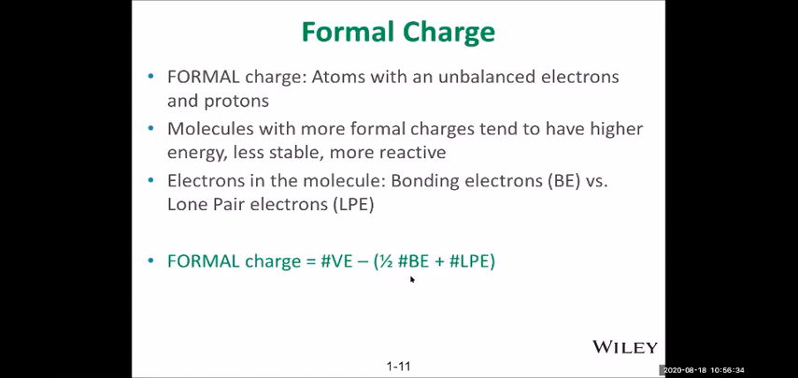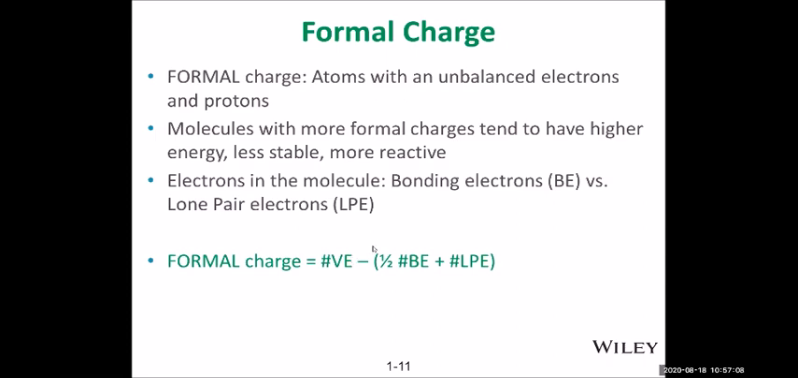The bonding electrons are shared with the other atoms, and so the bonding electrons need to be divided by half. That shows you how many electrons belong to this atom, and the lone pairs are owned by this atom. So these two combined show you how many electrons are around this atom in the compound. The difference between these two is the charge. It is the formal charge.